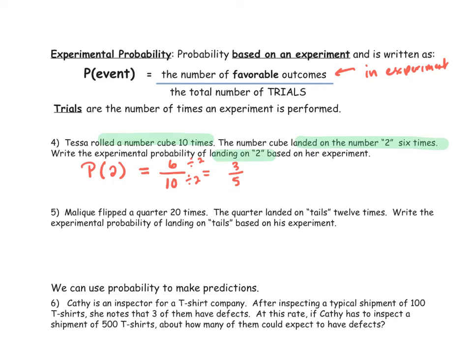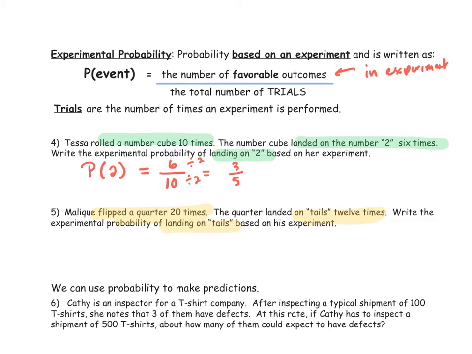So let's try another one. Let's read through this. Malik flipped a quarter 20 times. The quarter landed on tails 12 times. Write the experimental probability of landing on tails based on this experiment. So let's highlight some information. Malik flipped the quarter 20 times, and so that's the number of trials. He landed on tails 12 times. Those are the favorable outcomes. And we're supposed to write the experimental probability of landing on tails.